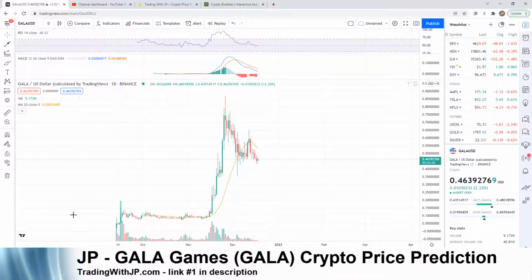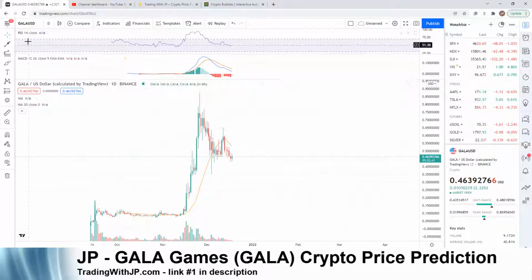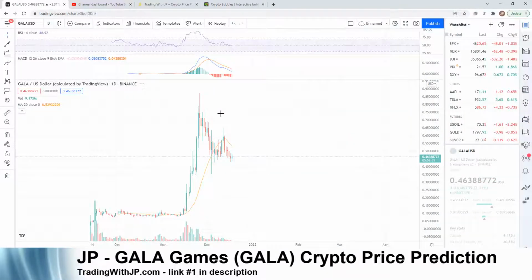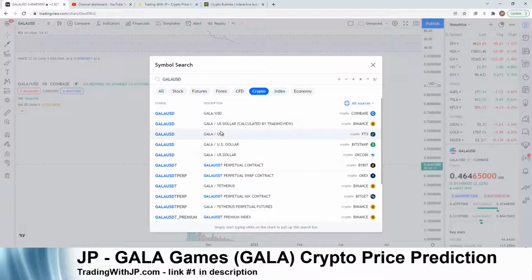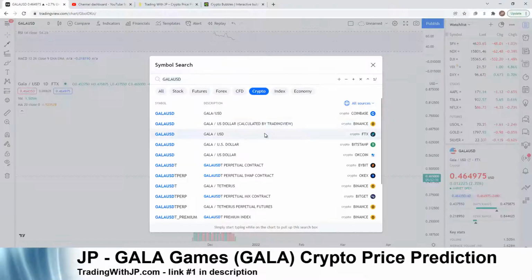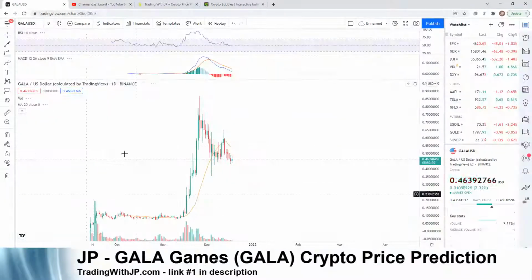Yeah, that's probably about all the information I'm going to get. Well, that's on the daily. Let's see if anybody else has anything. Coinbase doesn't have anything. FTX, about the same. I don't want to look at those. All right, let's go ahead and stay with Binance.